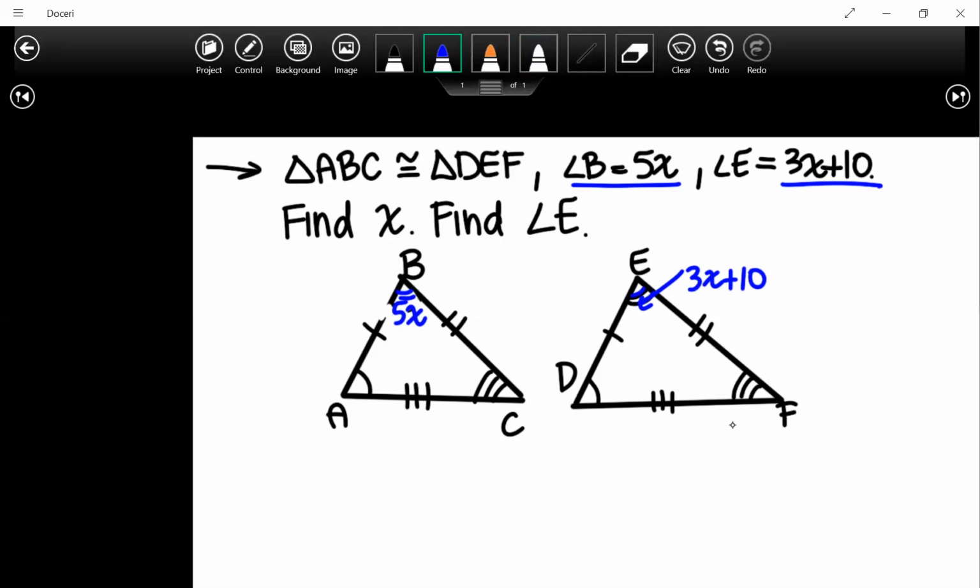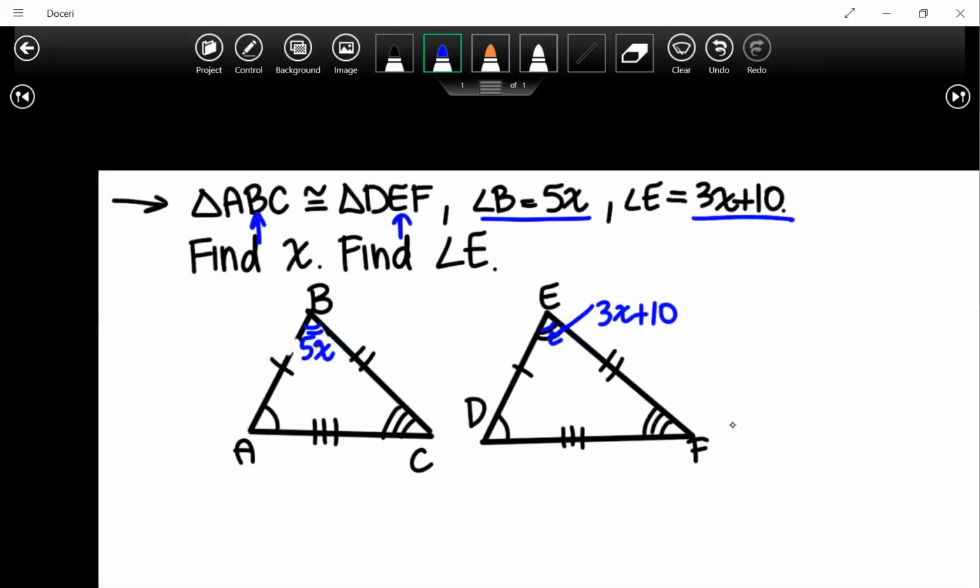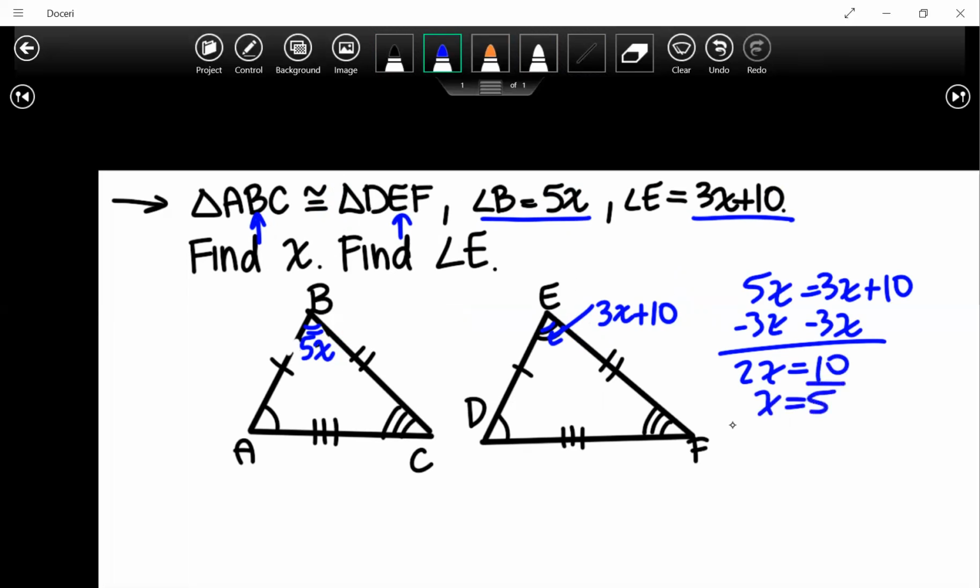Now, looking at the 2 triangles, what do we know about the 2 equations? Angle B and angle E are congruent to each other, so they're the same. They match on both. So what do we want to do? 5x equals 3x plus 10. Subtract 3x, and I'll show all the parts of this. 2x is equal to 10, x is equal to 5. So this would be a portion of your solving.